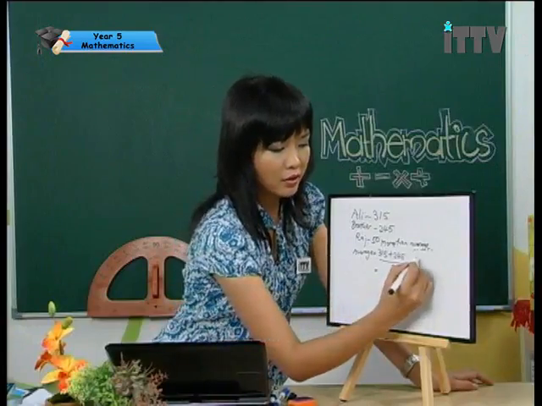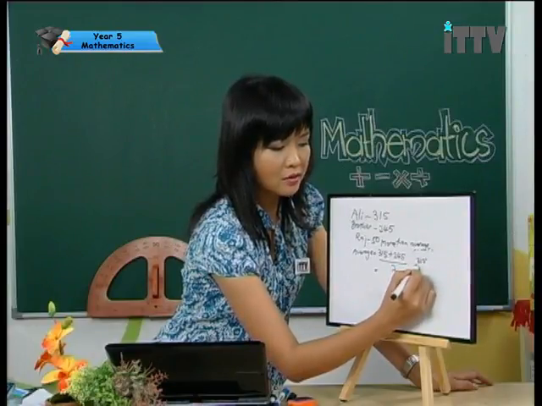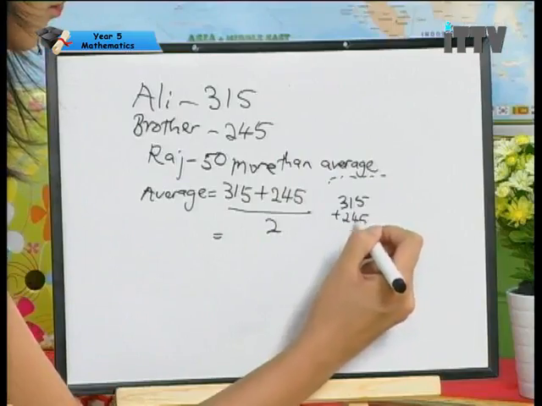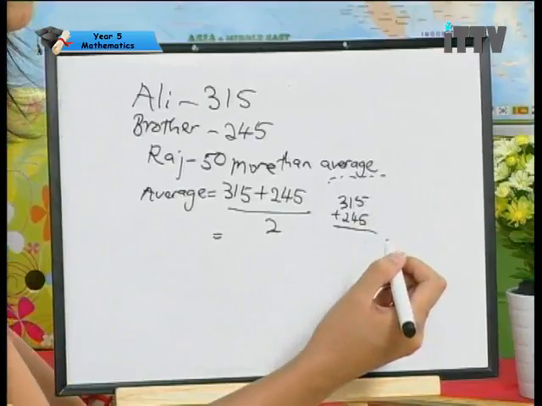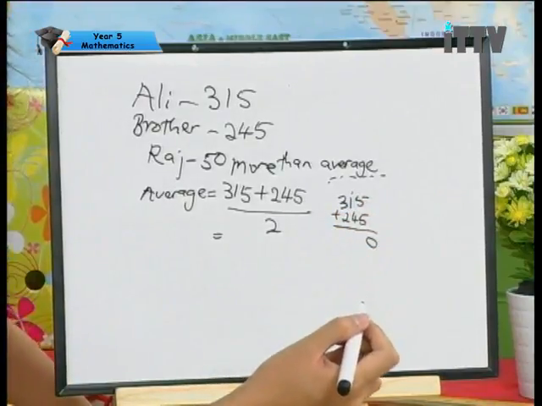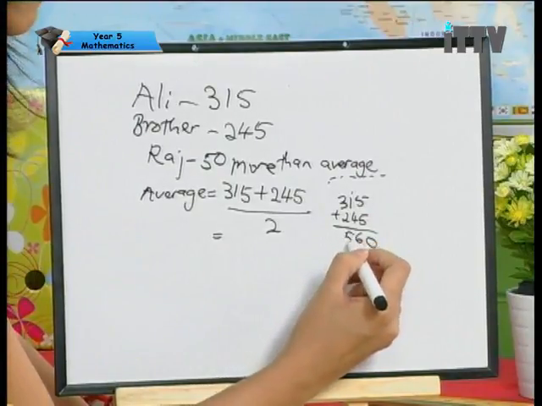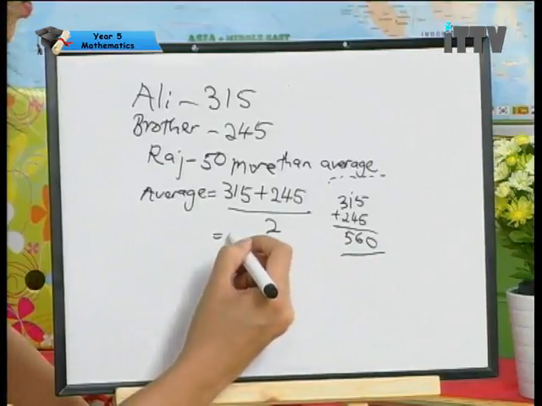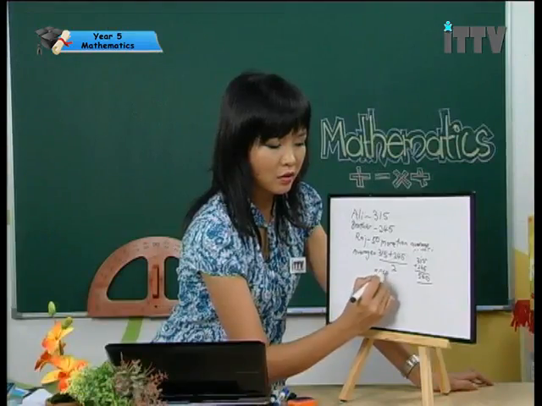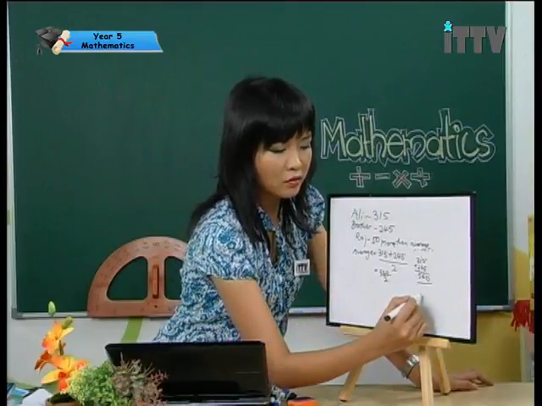Now, let's try to work out over here. 315 plus 245. 5 plus 5? 10. 1 plus 1 plus 4? 6. 3 plus 2? 5. Now we fill in over here. 560 divided by 2. Okay, let's continue.